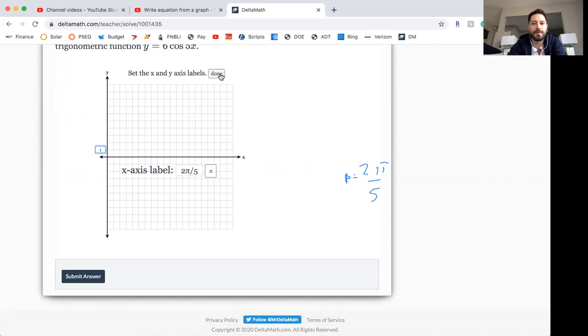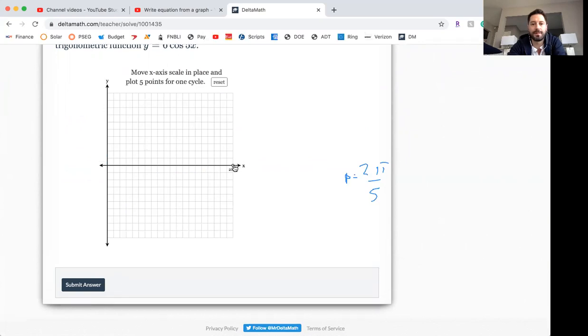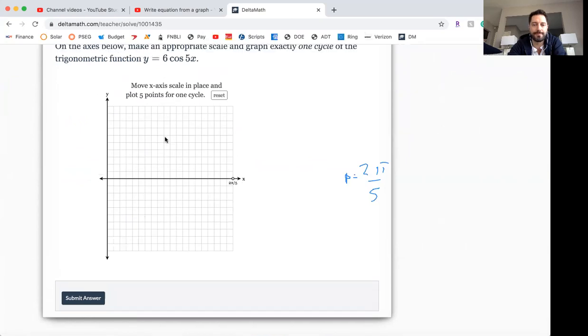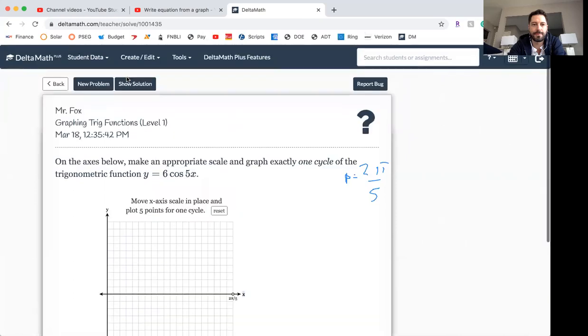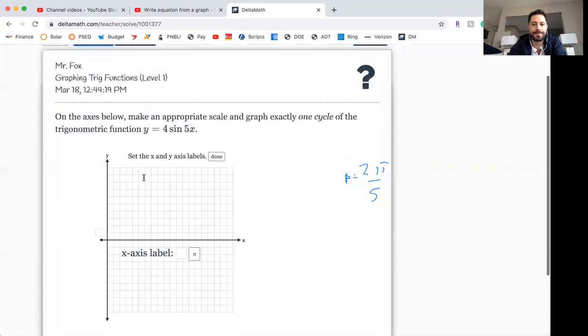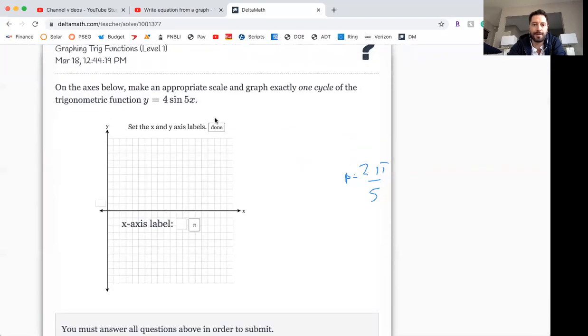And 1, done. Try a new problem. Okay, so we've got 4 sine 5x. So that means that it's going to also be 2 pi over 5. I just want to do this quickly so you see. I'll go up 1, hit done.